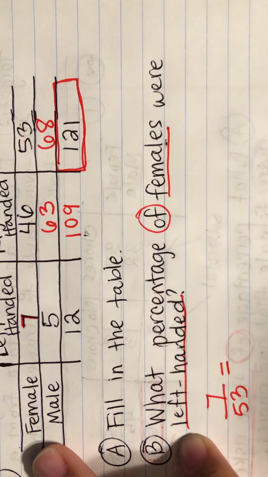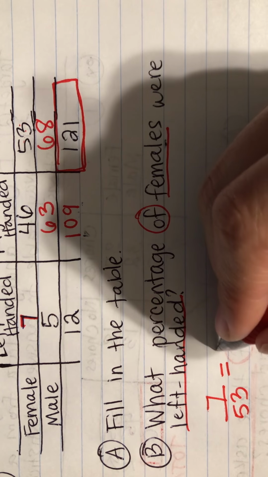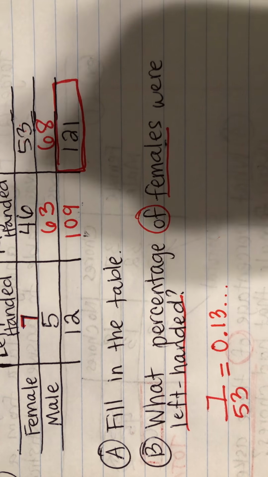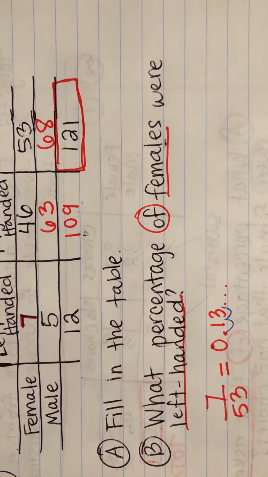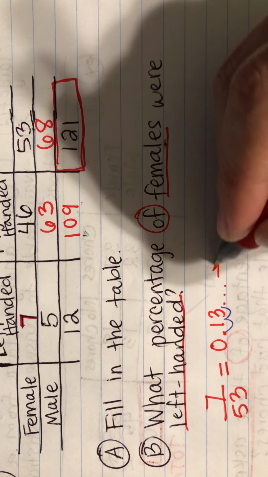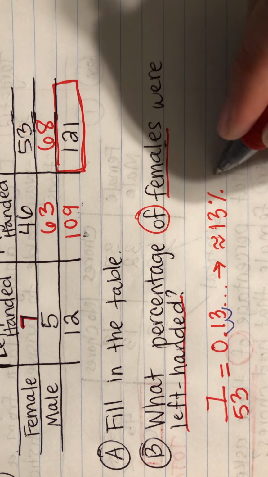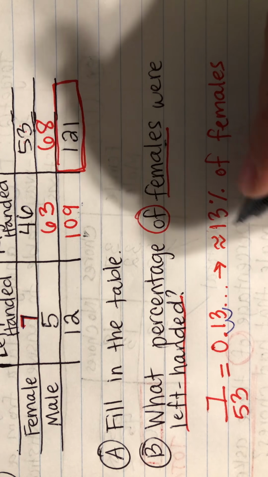Divide using your calculators. And you should get 0.13 with some other numbers. Remember, we're only moving the decimal twice though. So as a percent, we have approximately 13% of females were left-handed.